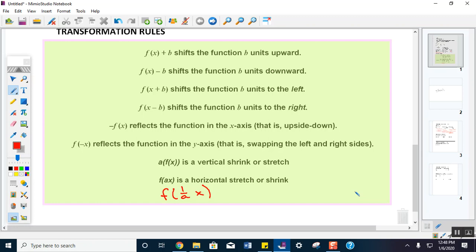So what do we end up with? x minus 12, right?